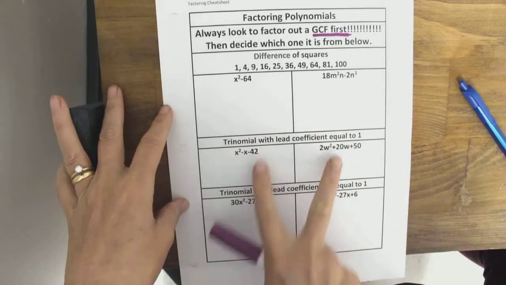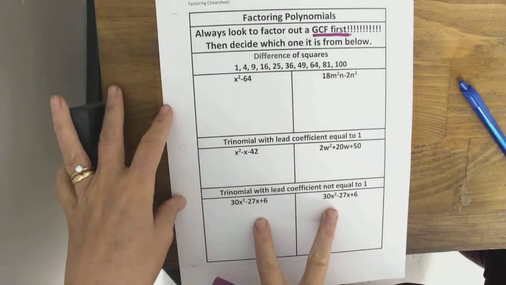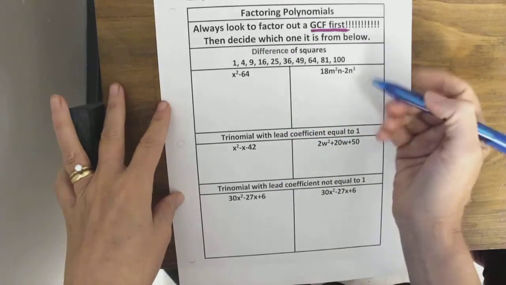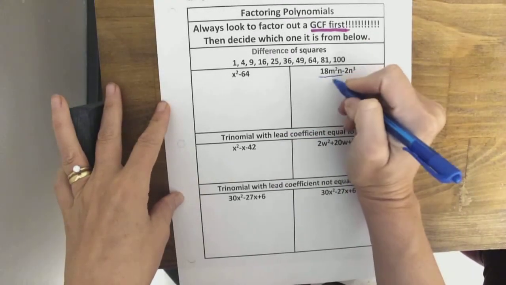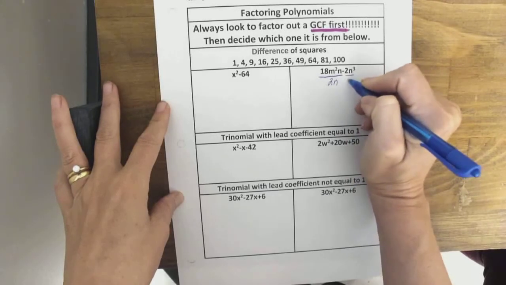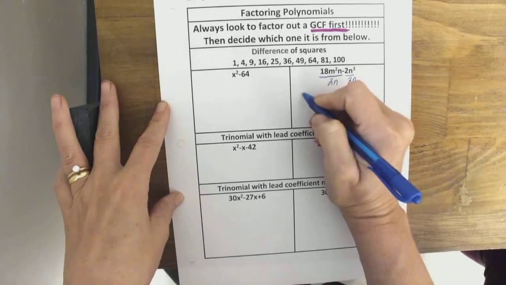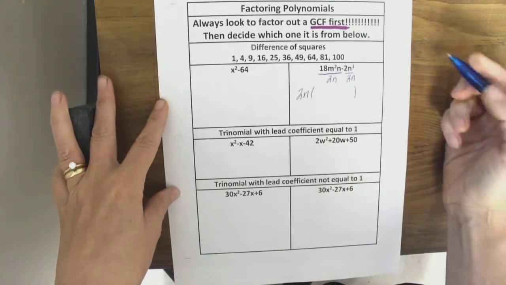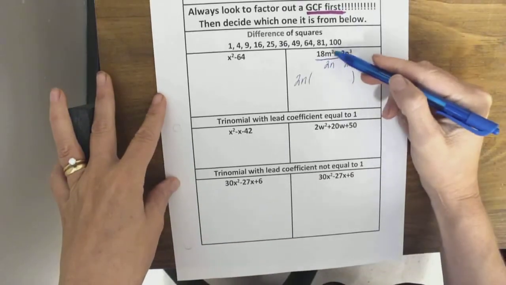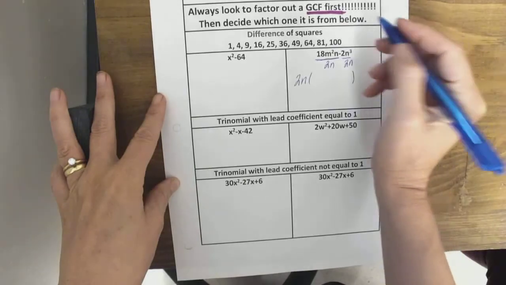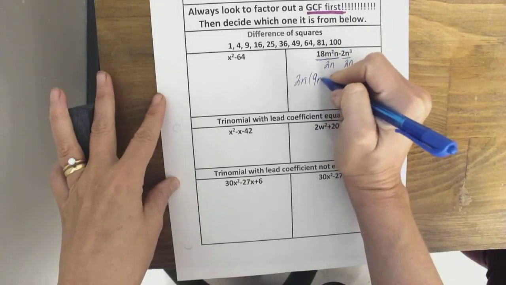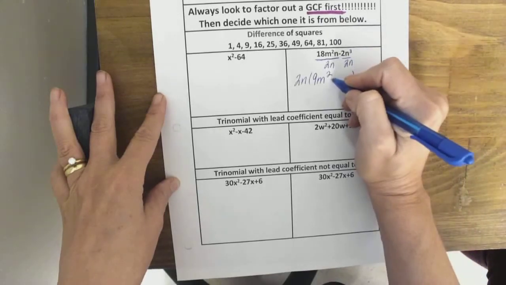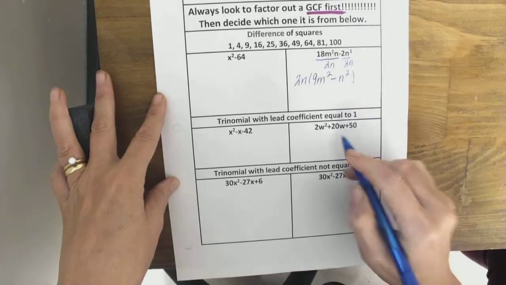We have 6 problems on this page, and the first thing I notice in this one is that a 2 and an n could be divided out of each of those terms. I say divided out, however you might say factor out. And if I have 18m squared over n divided by 2n, I would be left with a 9m squared. And if I divide this one out right here, I'm left with a minus n squared.